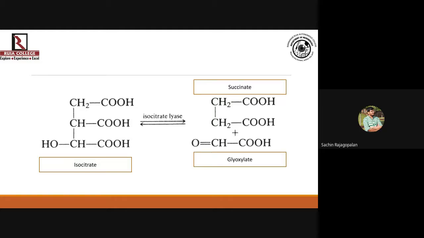Okay, you can see the reaction, right? Isocitrate lyase is splitting isocitrate to succinate and glyoxylate. What happens to that glyoxylate further? What happens to the glyoxylate? It combines with acetyl-CoA, very good, and gives you what? Malate, in presence of malate synthase and water. Okay, great.